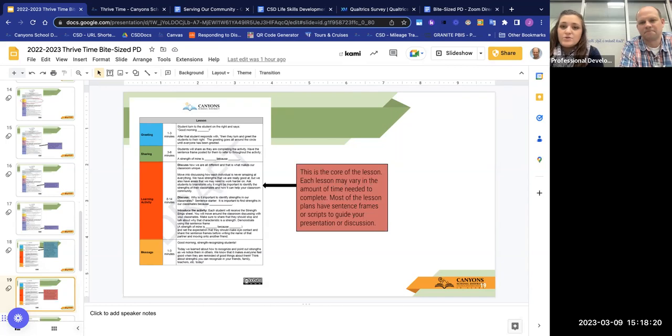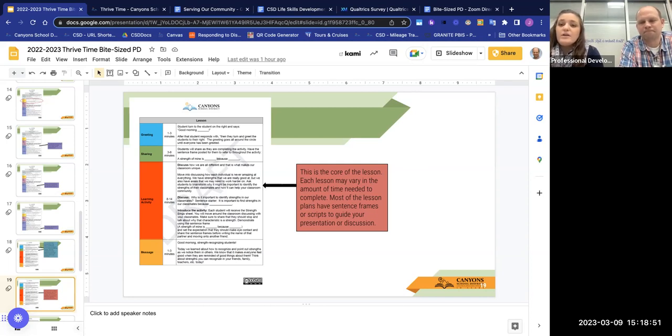Now you have the actual meat of the lesson. This is what you're going to be learning. This is the core of the lesson. Each lesson may vary in the amount of time needed to complete this. But most lesson plans, from the very beginning to the very end, should be about 20 minutes. If it's shorter than that, later on I'll talk to you about what you can do to add time to that if you want to.